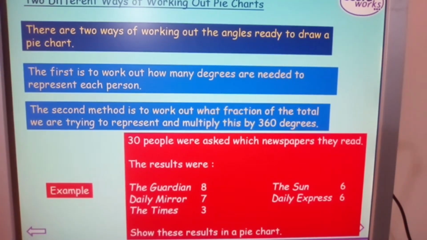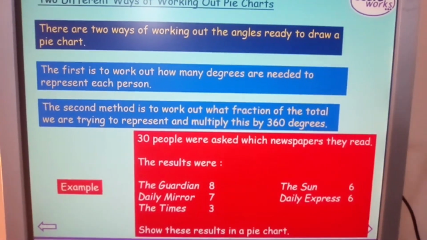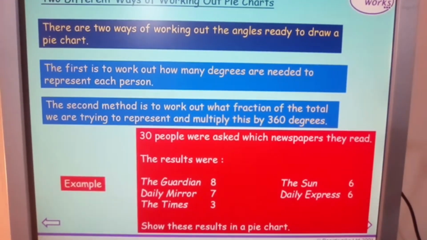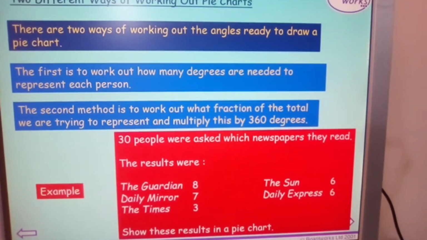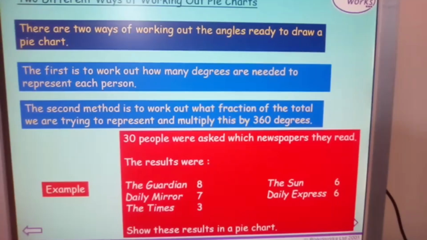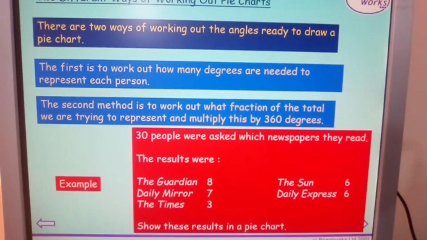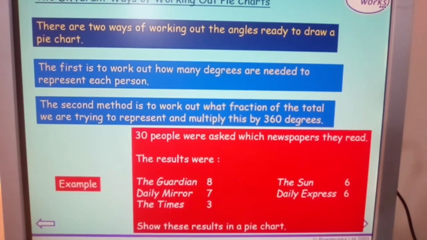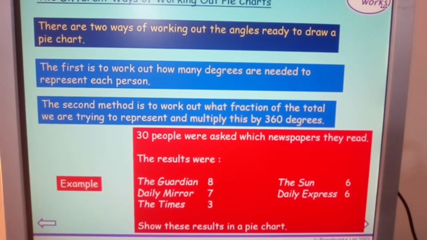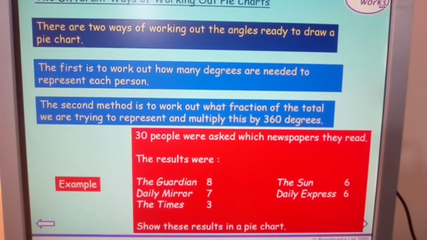The first is to work out how many degrees are needed to represent each person or each item. The second method is to work out what fraction of the total we are trying to represent and multiply this by 360 degrees. Now 30 people were asked which newspapers they read. The results were The Guardian 8, Daily Mirror 7, The Times 3, The Sun 6, Daily Express 6. Show these results in a pie chart.